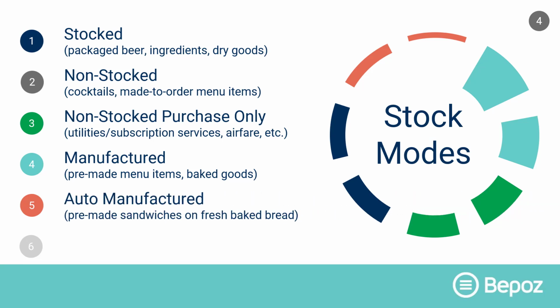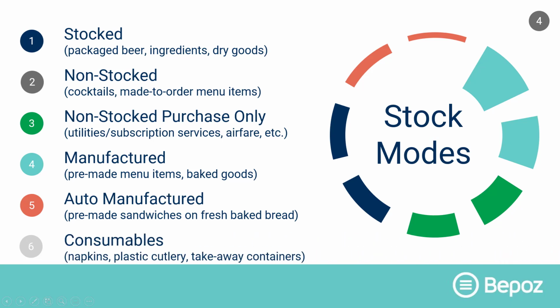Then we have a stock mode called auto-manufactured. This stock mode is used for cases where there may be insufficient or no quantity on hand to manufacture a base manufactured product. This comes in handy for what are sometimes referred to as nested manufactured products, wherein one manufactured product is an ingredient of another manufactured product. But like I said, we will get much more into these two stock modes in an upcoming lesson.